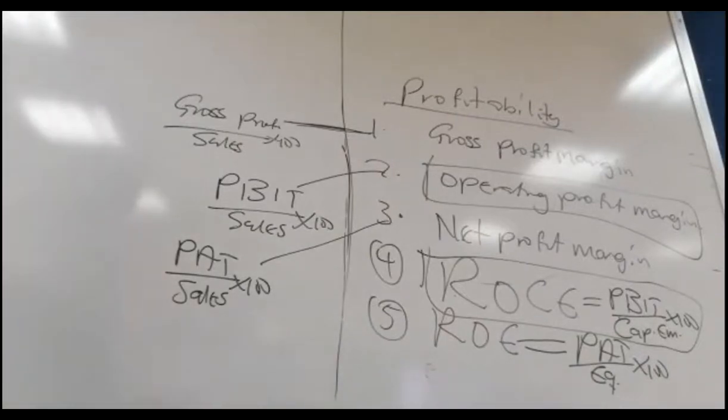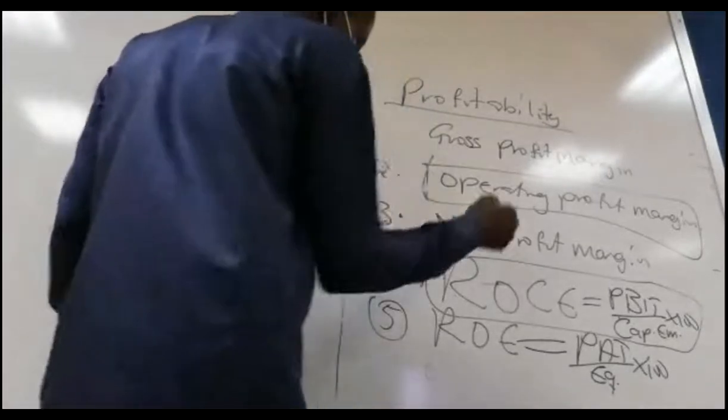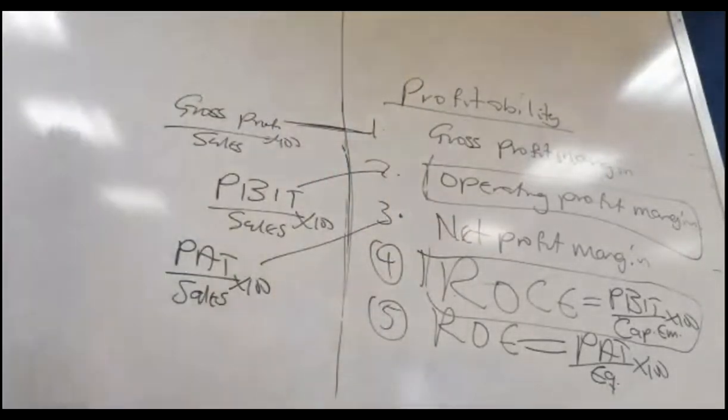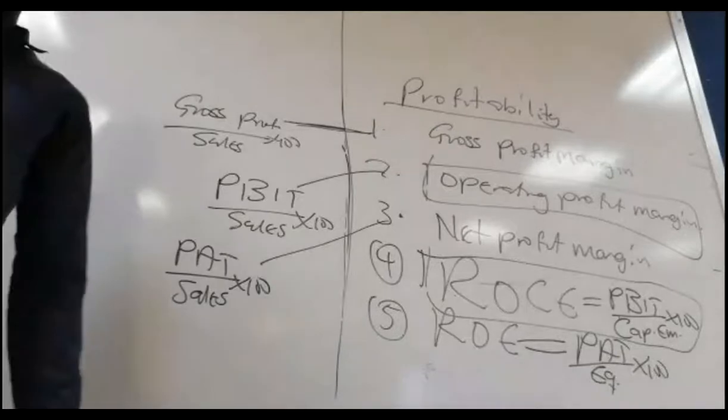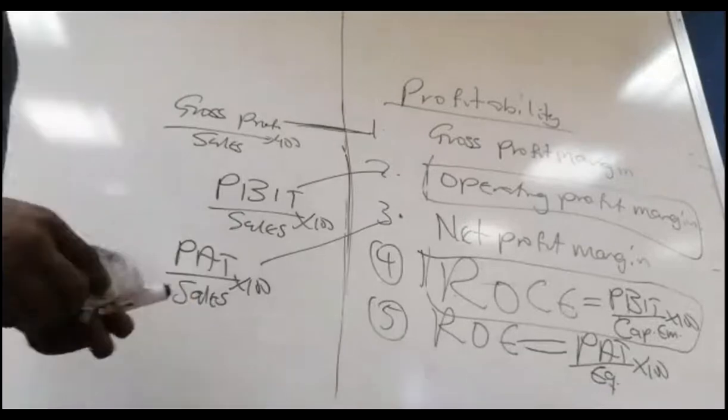Now we are going to the next ratio. So here, two ratios, unless otherwise stated. If they don't tell you, select just two. This one and this one. You are done. Okay, let's go to liquidity ratios.